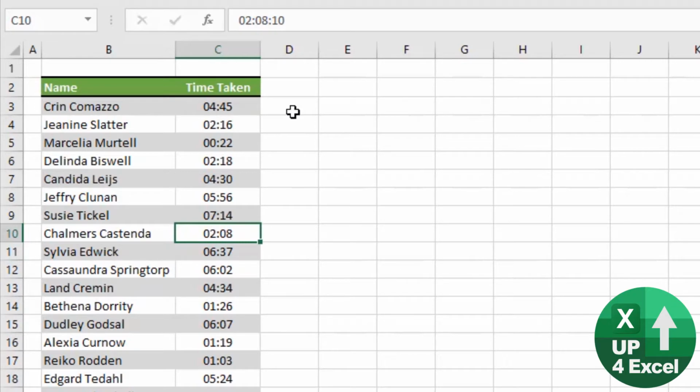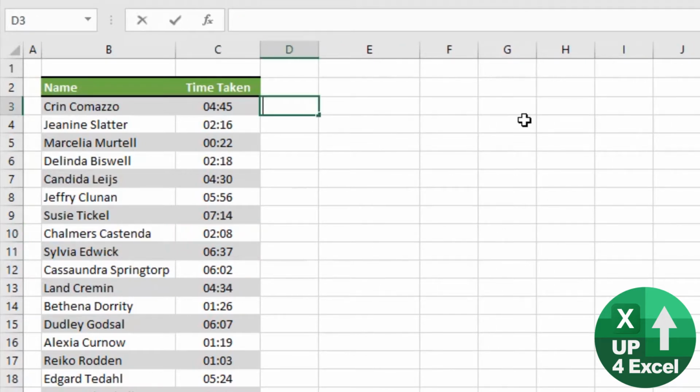So in order to use ROUNDUP here, we need to know a bit about how Excel stores times, because that makes this process slightly unique. Time in Excel is stored as a number, and a number is a decimal fraction of 24 hours. So 24 hours is the number 1.